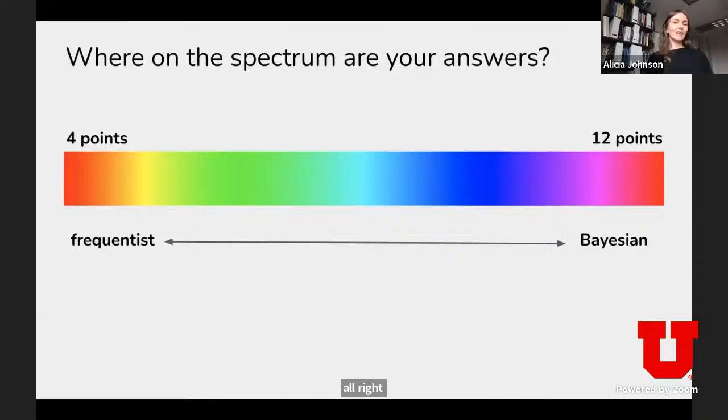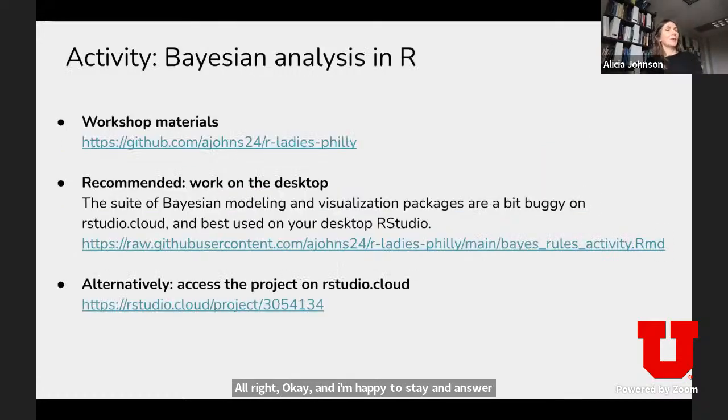All right. Okay, and I'm happy to stay and answer questions, but I did prepare an activity. I started this in a previous meeting or workshop, and then just made some small updates for today, and you can find it at my GitHub page. It's just an R Markdown document. I definitely recommend working on the desktop version of RStudio, since the Bayesian modeling and visualization packages needed for the activity are less buggy on the desktop version.